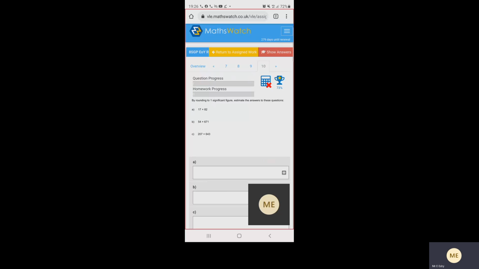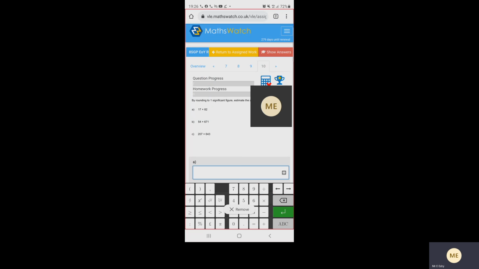Okay, so what we want to do here is estimate the answers to these questions. For the first one, we've got 17 times 82. What I'm going to do is round 17 to 1SF, which is going to give me 20, right? The 1 is rounded up by the 7 to 20. And I'm going to times that by 80, well, not 82, but 82 rounded to one significant figure, which is 80. And that will give me an answer of 1,600.